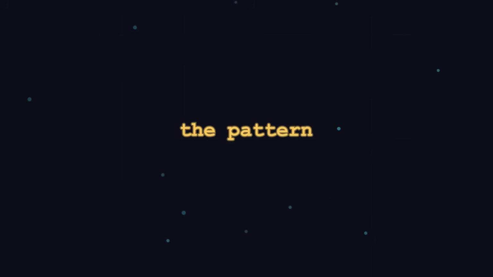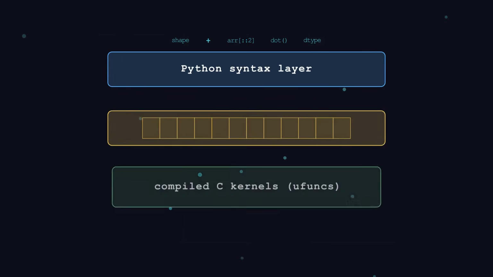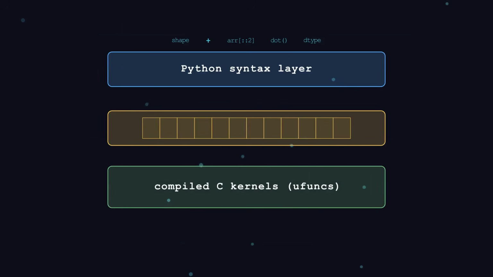This is the pattern. NumPy is a thin Python layer. Syntax for shapes, arithmetic, slicing, all Python looking. Underneath, a block of bytes and a table of compiled C functions. You write in Python. The CPU runs in C. Pandas works the same way. A data frame is an ND array with labels on top. Every operation drops into C.